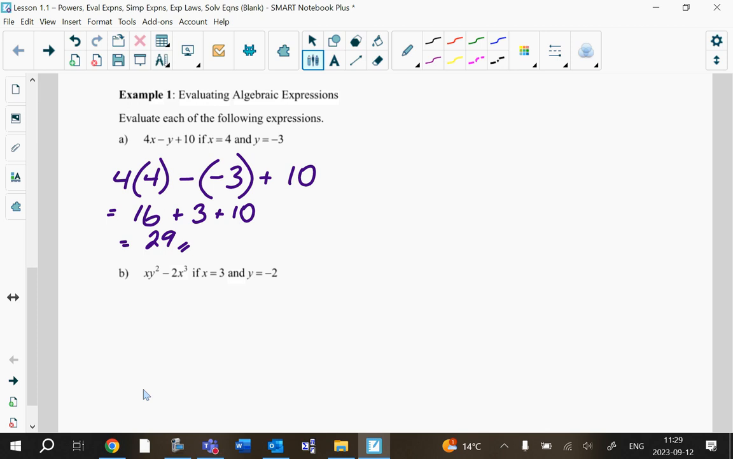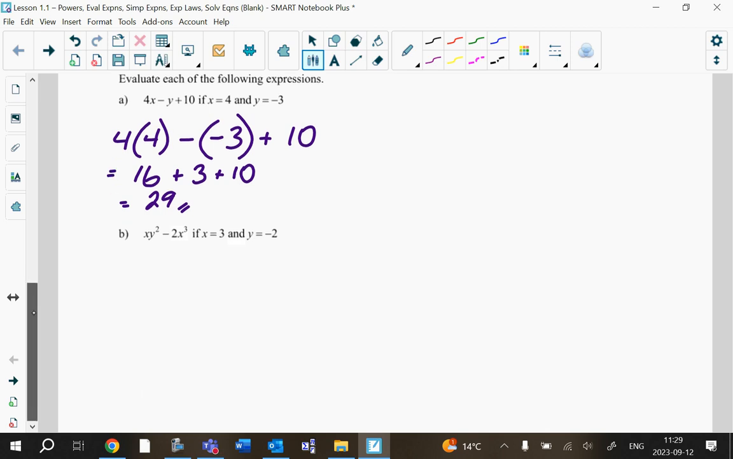Okay, this next one's a little bit more complicated. But again, every time you see an x, replace it with 3. Every time you see a y, replace it with -2 using parentheses. So instead of x, I'm going to write 3. Instead of y, I'm going to write -2, but then after the -2, there's a squared. Then -2 times, there's an x, so replace it with 3, and that 3 is being cubed.